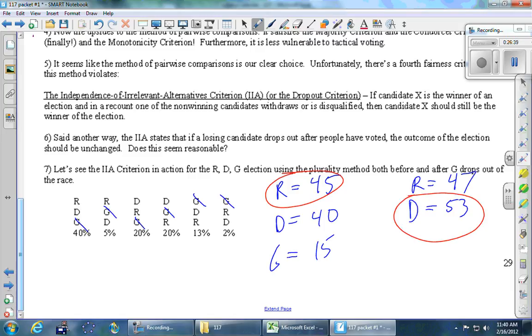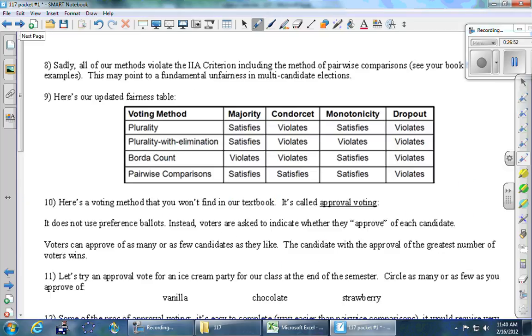But if you've been campaigning for R, and you guys won the election fair and square, but then G decided to drop out, why should that change the outcome of the election? Doesn't seem fair. So on the next page, we get the bad news. 8, Iris.